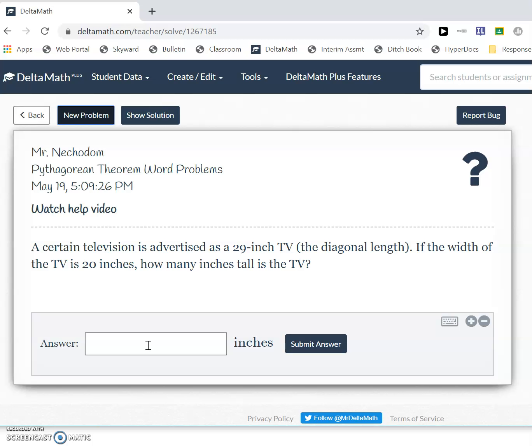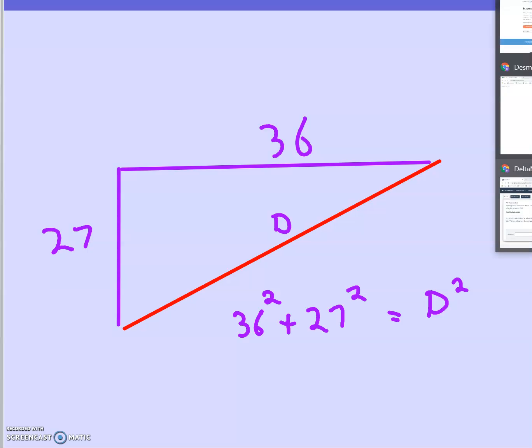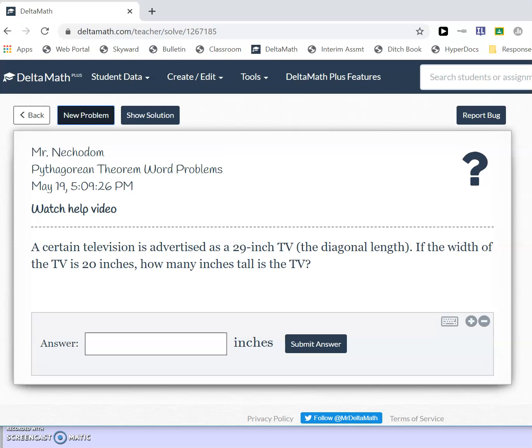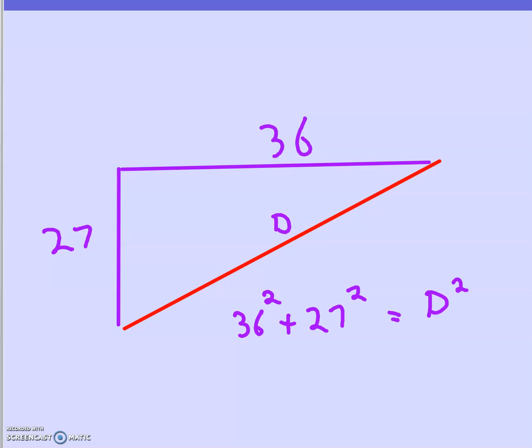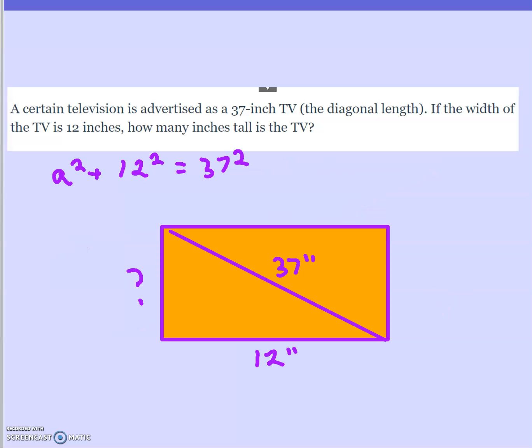Let's do one more. This time I've got a diagonal length of 29 and a width of 20, and they want to know how tall it is. So let me go back to here. That was 29 diagonal and 20 the width. Let's go back to that previous TV we're looking at. 29 diagonal and 20. When it's all said and done, we're still going to be doing the same thing.